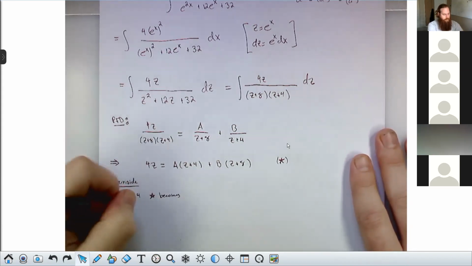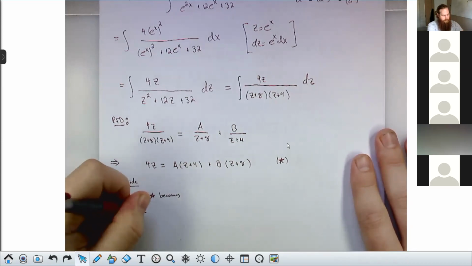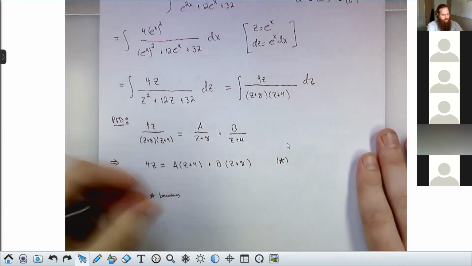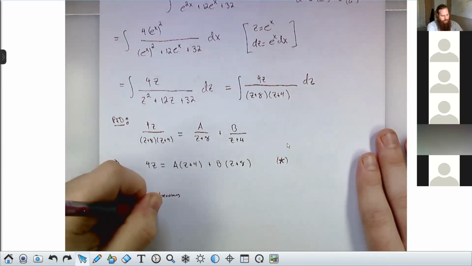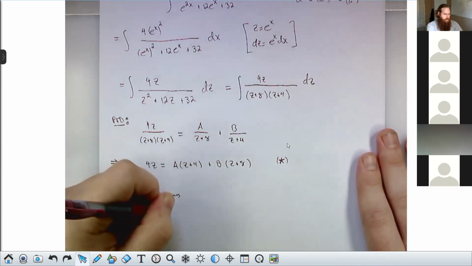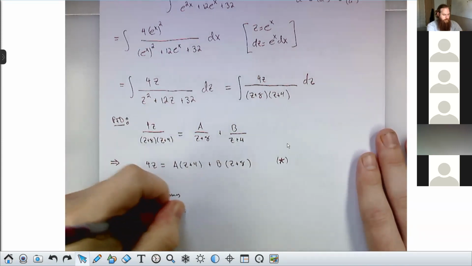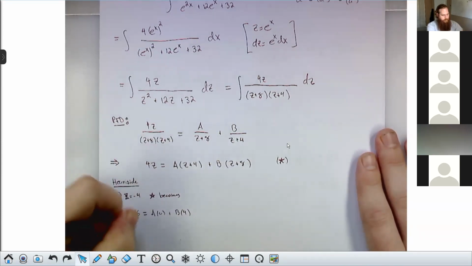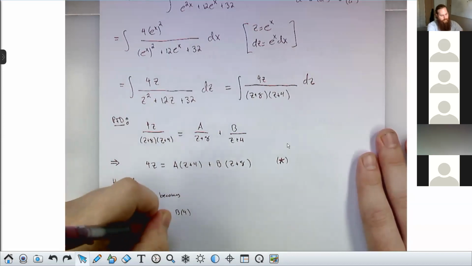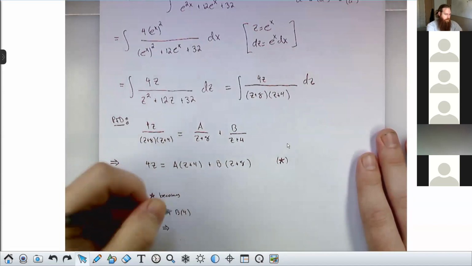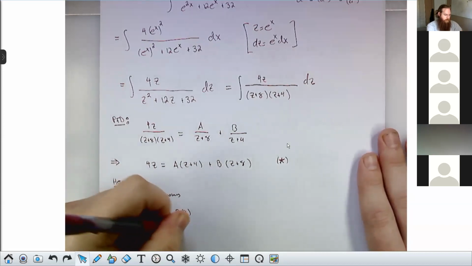4 times -4 is -16 equals a times 0 plus b times -4 plus 8 is 4. So I get -16 equals 4 times b, which means b has to be -4.